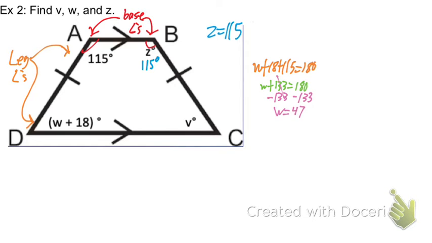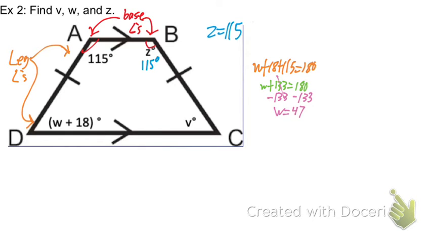Does that mean that angle's 47? No, it's just what you plug in for. Yeah, it's what you plug in now. Do we have to find that angle? No, but if you want to find V, you should. That would be one way to find it, because what should we know, raise your hand, about angles D and C?